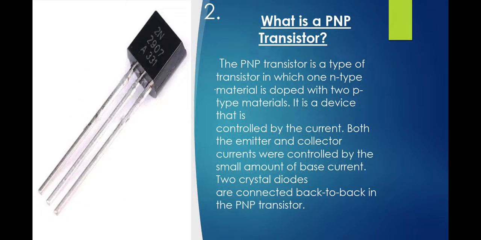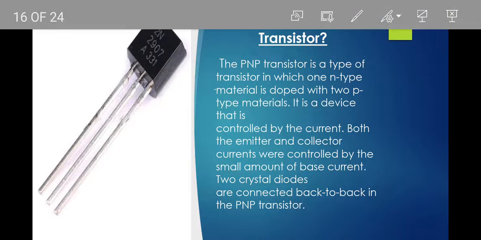Next one is the PNP transistor. In a PNP transistor, one n type material is doped with two p type materials. It's a device that is controlled by the current. Both the emitter and collector current are controlled by the small amount of base current. Two crystal diodes are connected back to back in a PNP transistor.